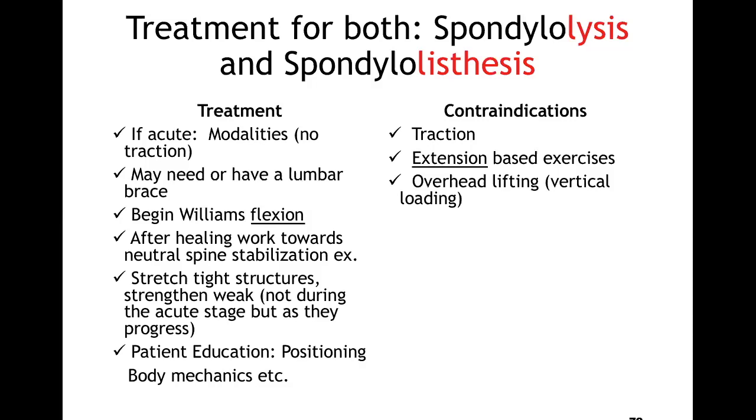So standing and then adding more weight, that's just going to increase the pressure on the spine, on the vertebrae, and it's going to push it forward even more. In the acute stage modalities, like I said, no traction. They may need or have a lumbar brace. They can begin Williams flexion exercises. After it's healed, we want to work towards neutral spine stabilization exercises.